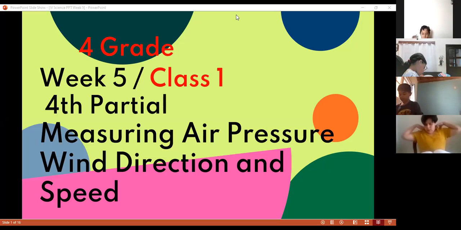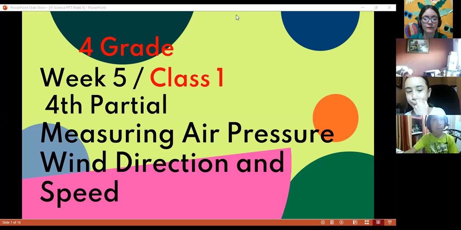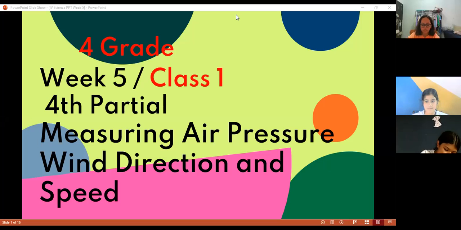Now, if you have your book with you, it's going to be better because we're going to read the information that is in the book about this topic. How can we measure the air pressure, the wind direction, and the speed? We use different tools to measure that, class.